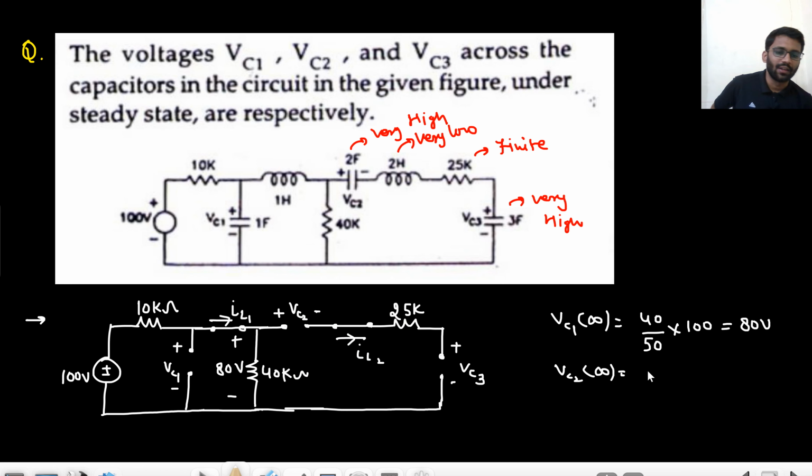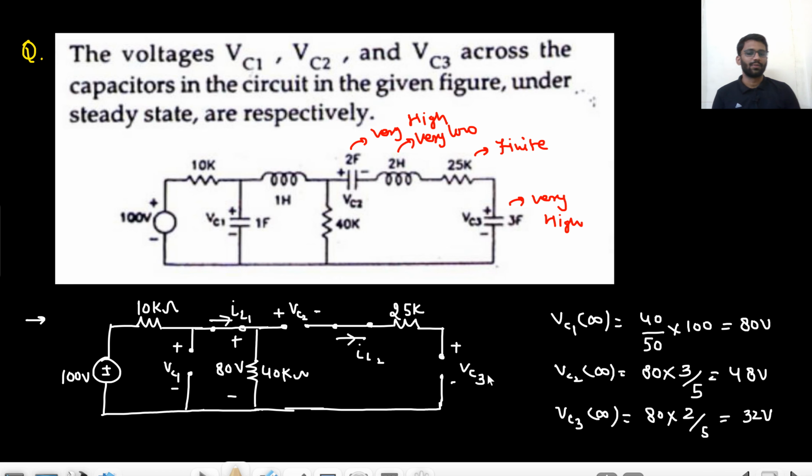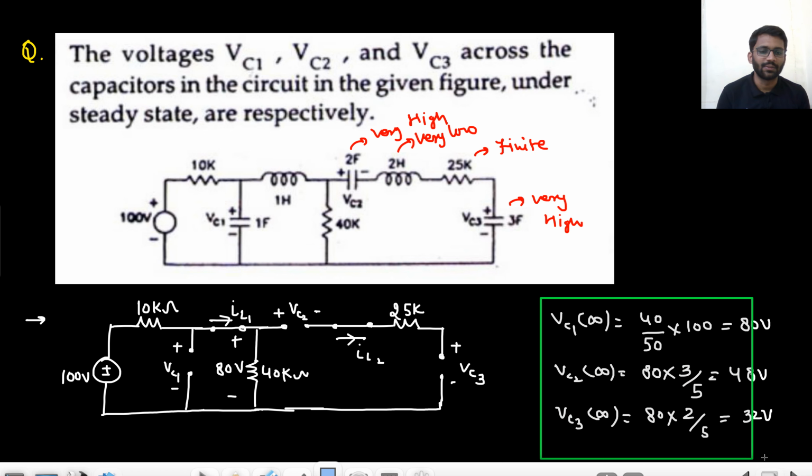So how will you divide? 80 volt will be divided. Now don't make a mistake here, okay? Voltage will be divided in inverse proportion. So 80 into 3 by 5, that will give me 48. And the rest, 80 will be divided into 3 and 2, so it will be 2 by 5. So it will give me 32 volt, right? 32 volt. So this is the answer for Vc1, Vc2 and Vc3.